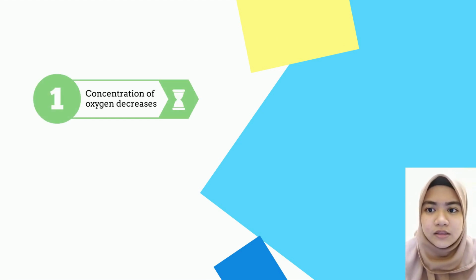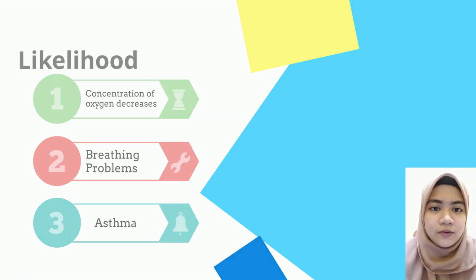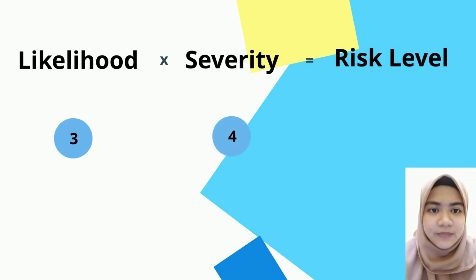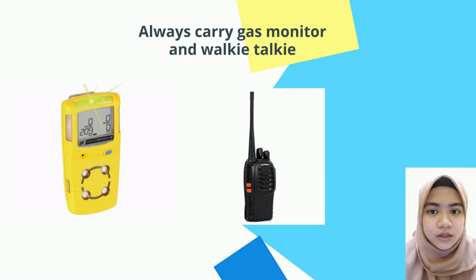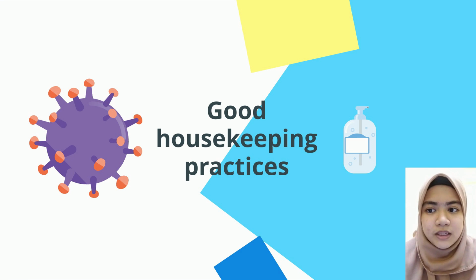In confined space, the concentration of oxygen will decrease and cause workers to have breathing problems and asthma. The likelihood is 3 with severity 4, putting the risk level in medium state, which is 12. Even though the risk level is medium, we still need to take major control to lower the risk level. For example, make sure the workers always carry a gas monitor and walkie-talkie, have good housekeeping practices, install an automatic ventilation system, and put a do not enter sign at the entrance of the confined space.